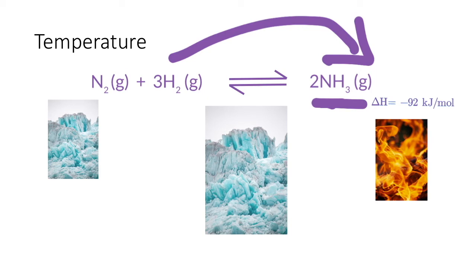So if we're talking about industry and making a profit, keeping the reaction too cold is not profitable. So we generally do the reaction at a temperature of around 400 degrees Celsius to ensure a good enough yield at a sensible rate of reaction.